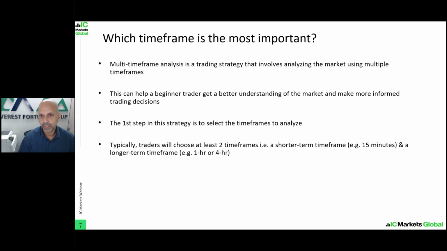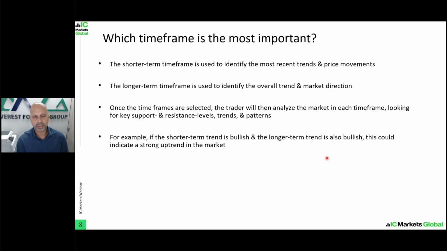The shorter time frame is used to identify the most recent trends and price movements, right? So this is important for scalpers and intraday traders. The longer term time frame is to identify the overall trend and market direction, because along the way, in a strong bullish trend you can get pullbacks, and conversely in a strong bearish trend you can get retracements to the upside as well, right? So this is what we mean.